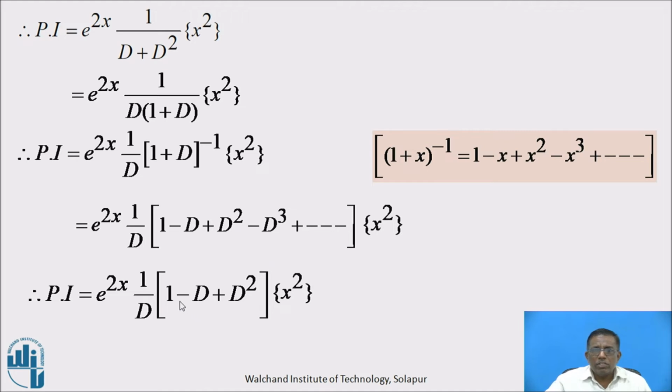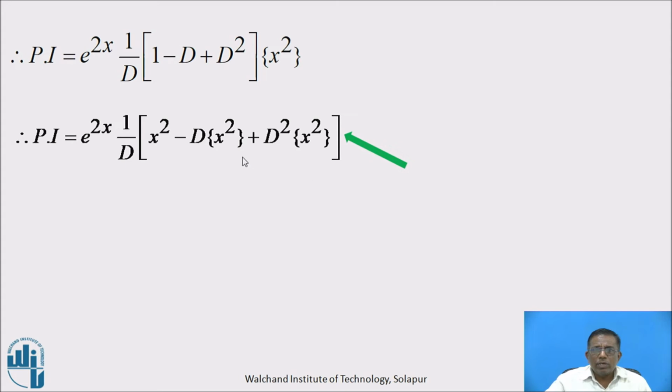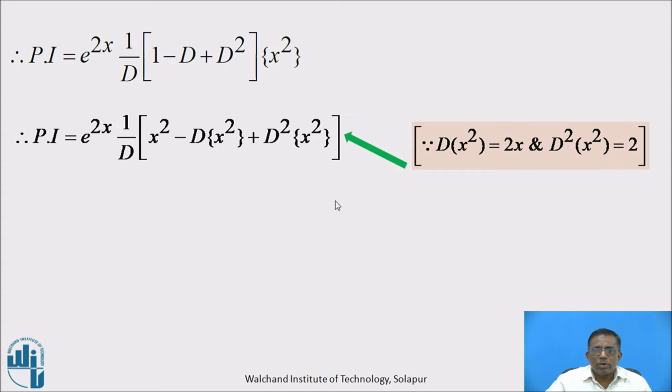Now we have to operate each term of this square bracket on x square. Therefore, PI equal to e raised to 2x into 1 by D as it is. Now x square we multiply with each term of that bracket. 1 into x square is x square, minus D of x square, plus D square of x square. As we know, D of x square means derivative of x square, it is 2x. D square of x square means second order derivative of x square, it is 2. Therefore, PI equal to e raised to 2x into 1 by D, in bracket x square minus 2x plus 2.